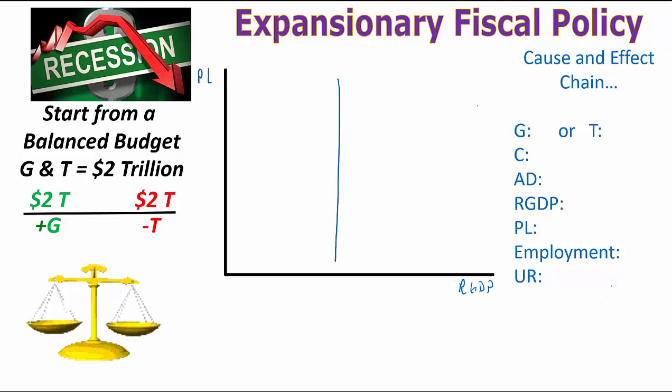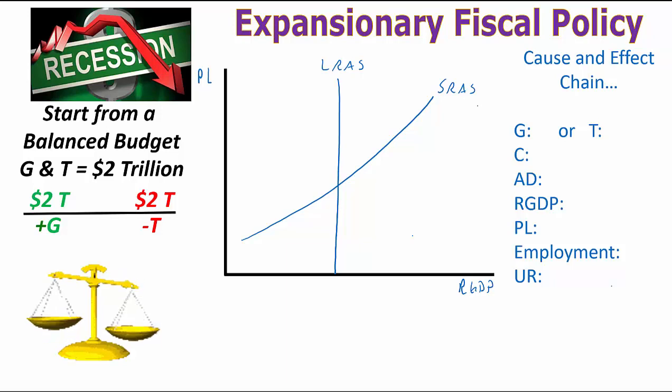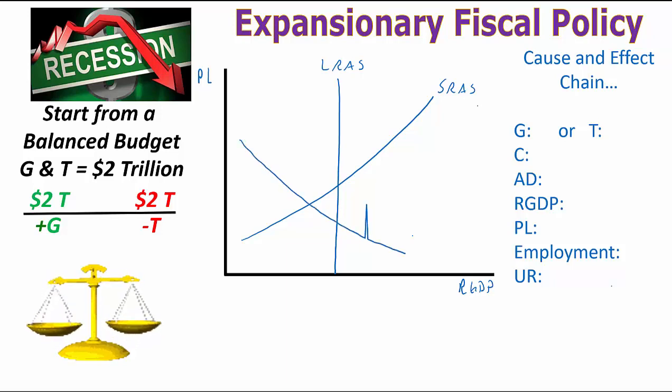Okay. Let's see here. I've got my long run aggregate supply curve. I've got my short run aggregate supply curve. And then if we're going to demonstrate expansionary fiscal policy, it must mean we're in a recession. So I'm going to draw aggregate demand a little lower.